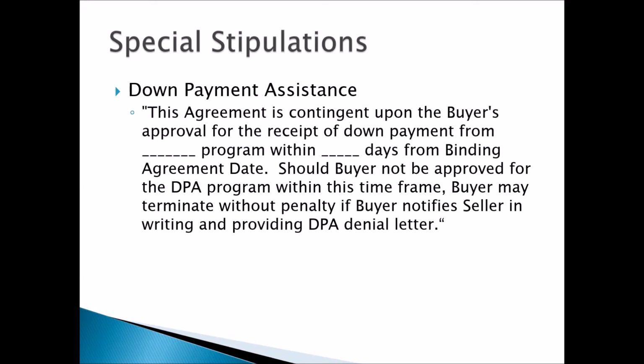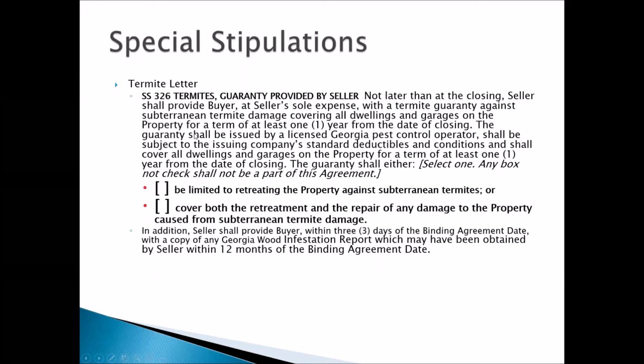You must use this special stipulation. This agreement is contingent upon the buyer's approval for the receipt of down payment from blank program. That would be, for example, Georgia Dream, within X number of days from binding agreement date. Should the buyer not be approved for the down payment assistance program within the time frame, buyer may terminate without penalty, meaning they're not going to lose their earnest money, if the buyer notifies the seller in writing and provides the down payment assistance denial letter. Again, you have to use that to protect your buyer's earnest money if there's a situation where they might not get their DPA funds. All right, here's other special stipulations about termite letters.